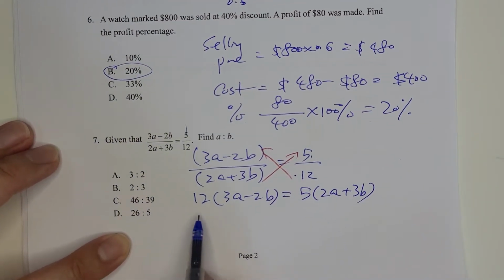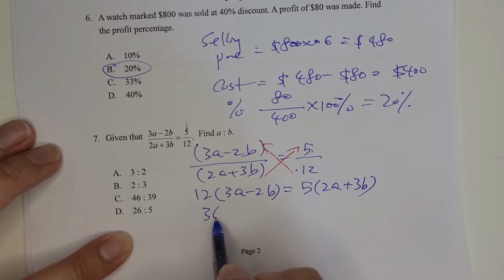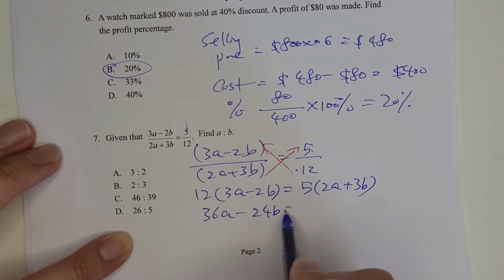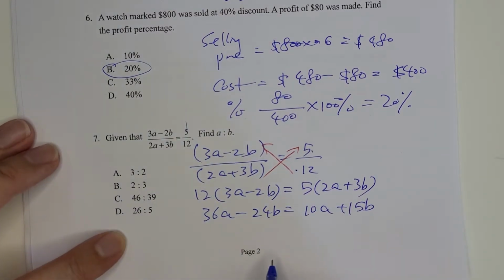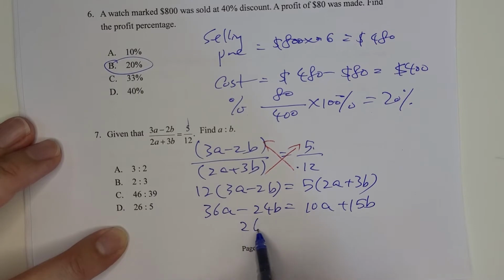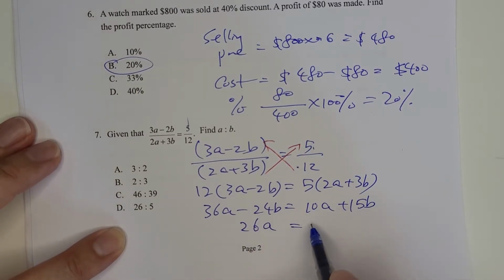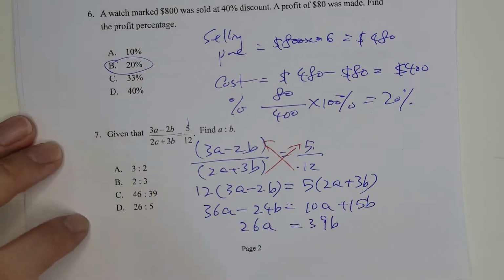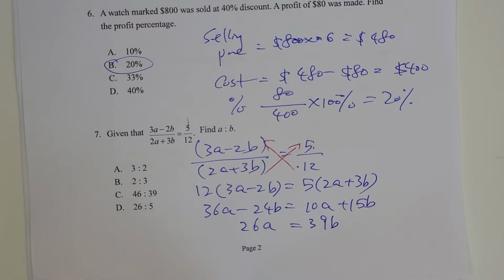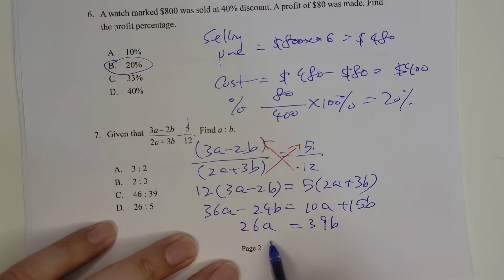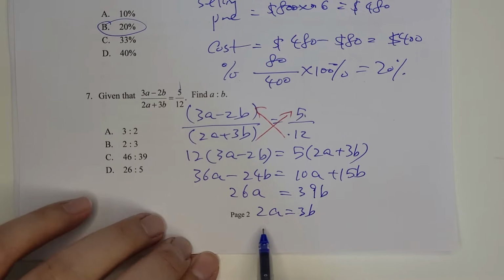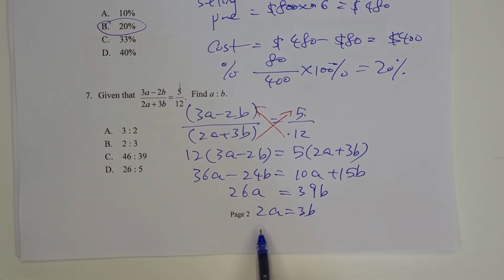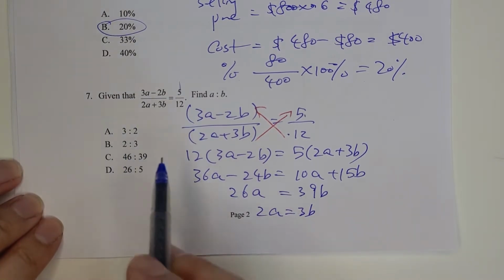So 12 times (3a minus 2b) equals 5 times (2a plus 3b). And then multiply the numbers inside the bracket, so 36a minus 24b equals 10a plus 15b, and therefore you can put a on one side, that is 26a equals 39b. So both sides divided by 13, you will get 2a equals 3b. And that's the trick. Many of you think that the answer is B. No, B is not the answer, okay?